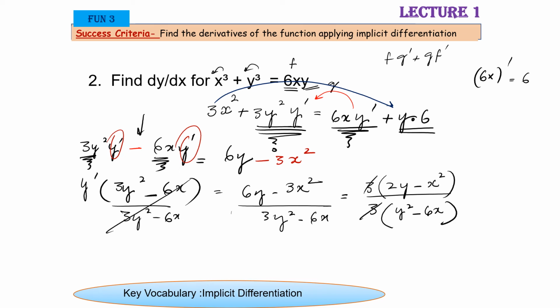Now why did we do this? Because in order to simplify, the 3 cancels. So the final answer is y prime equals 2y minus x square divided by y square minus 2x.